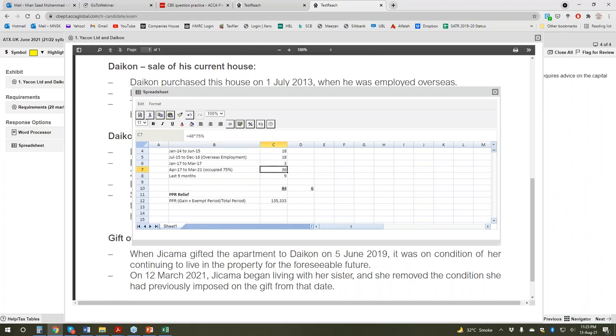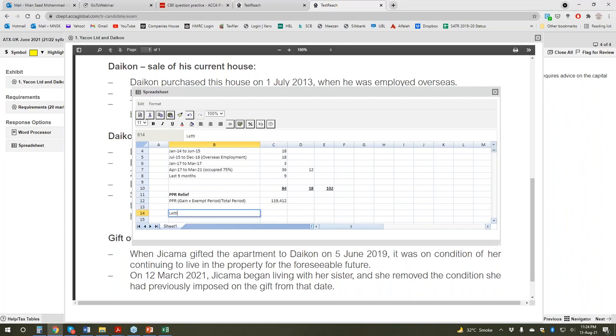Guys, one thing that we have missed is that the remaining 25% was chargeable. That is 12 months here. So our total period of ownership will change from this plus this, that is 102. I also have to update my formula here, that is 102. It will be 119,412. Now this will be my PPR relief.